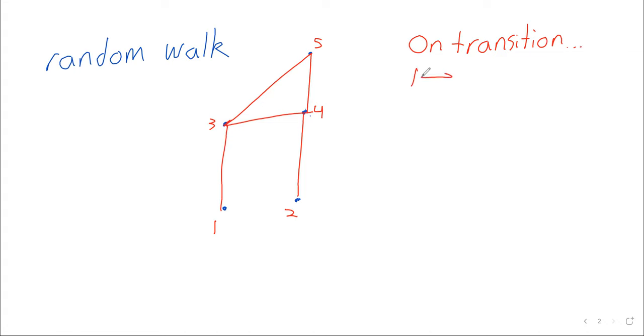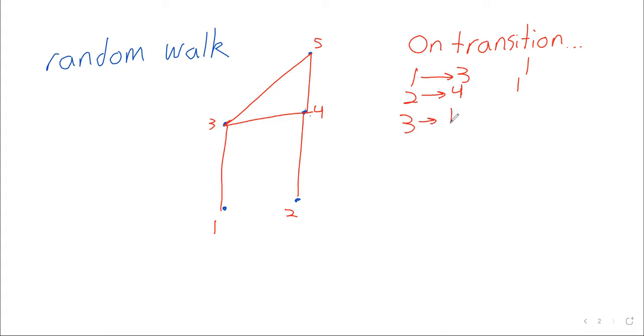So if we start at 1, we transition to 3 with probability 1, because we have to go somewhere and 3 is the only node connected to 1. Likewise, if we start at 2, we end up at 4 with probability 1. I have to go somewhere. 4 is the only place we can go from 2.